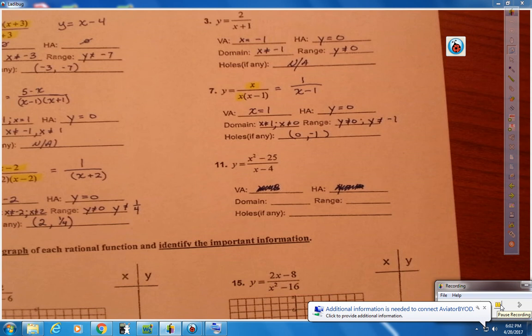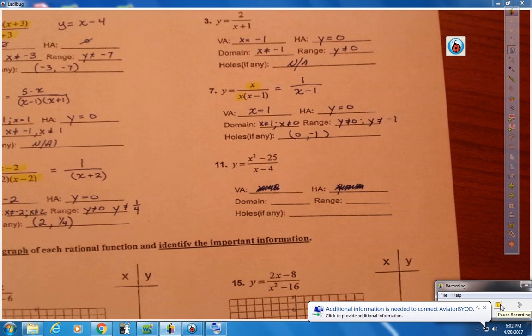But again, if the power in the top is bigger than the power in the bottom, you will have no horizontal asymptotes. The reason we had a vertical asymptote here and not in number 1 is because in number 1 the x plus 3 kind of cancels out, and here we have nothing that can cancel out. Okay? So that's why that works that way.